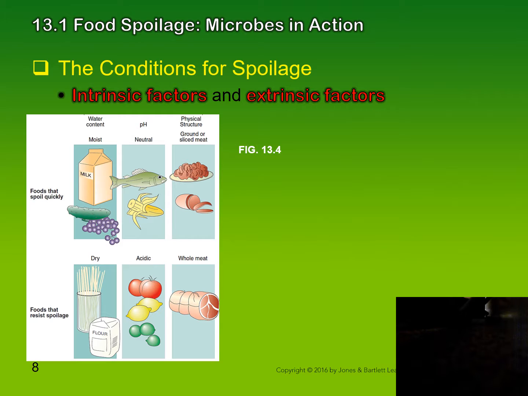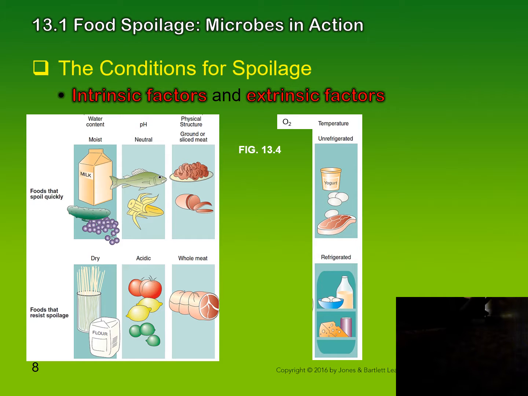The physical structure: ground meat is going to spoil much quicker than a solid piece of meat, because in a solid piece of meat there's nowhere to get inside and there's less surface that's exposed. Whereas in something like ground meat, you have a lot of surface for the microbes to attach to.